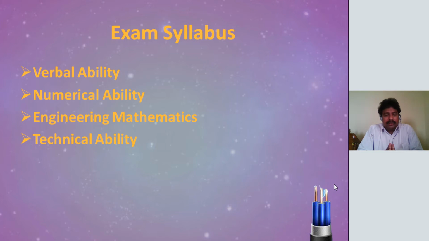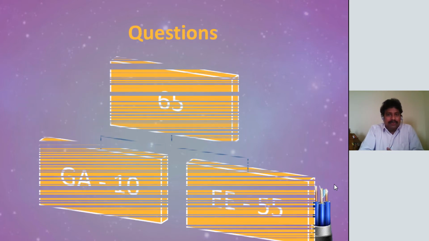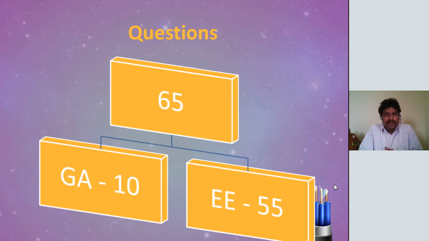Out of the 100 marks of the question paper, 15% weightage would be given to verbal and numerical ability, and the remaining 85% weightage would be carried by the engineering, mathematics and technical subjects. Now we see what the types of questions are and how the weightage would be given.